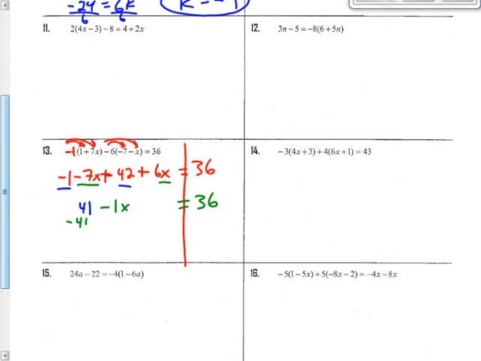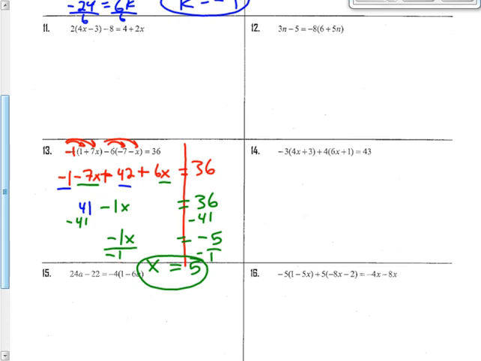So I'm going to subtract 41 from both sides. I still have a -1x over here. Don't lose the negative. 36 minus 41 is -5. This -1 has to be divided off. And so I end up with x is equal to a +5. -5 divided by -1 gives me a +5.